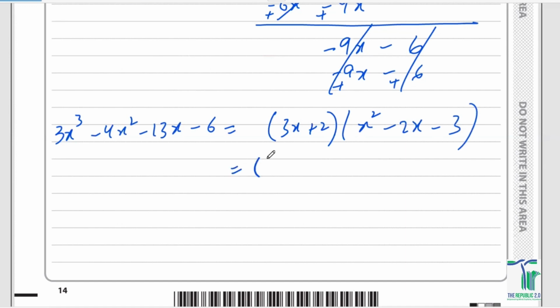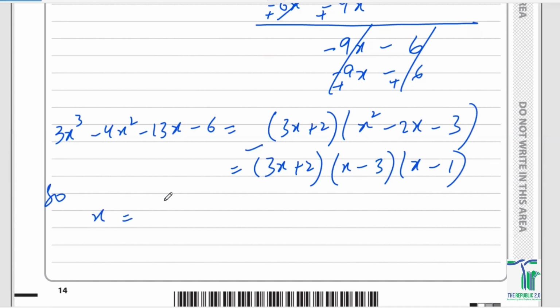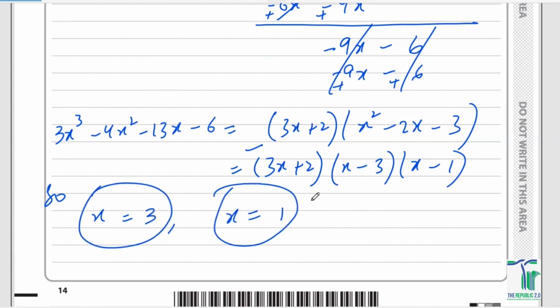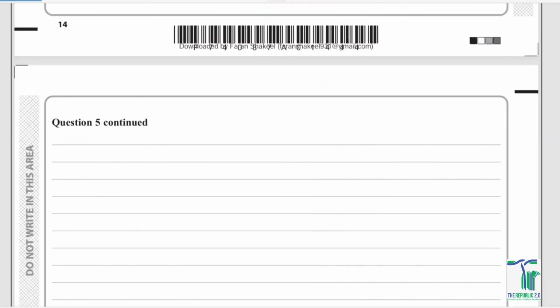Now I can just factorize it a bit. x squared minus 2x minus 3 can be written as x minus 3 times x plus 1. So the factors of x, this is what we were given, and the other coordinates of x where those two curves are going to intersect are going to be x equals 3 and x equals 1. So these are the other coordinates of x. So that is how we were supposed to do question number 5.